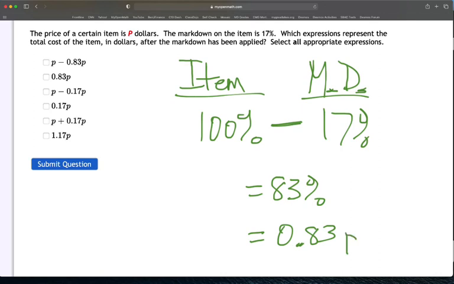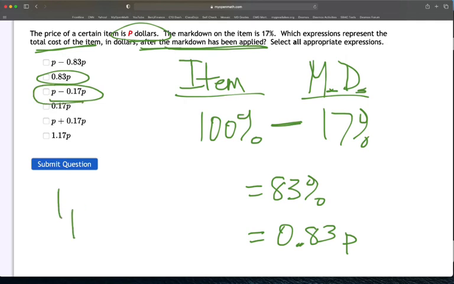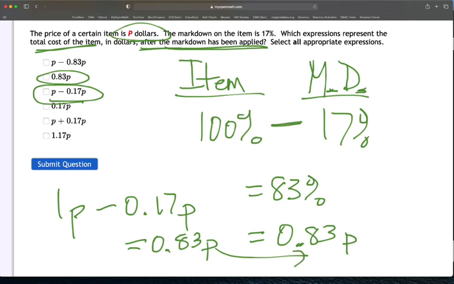And if we multiply that by p, we would have what that would be represented by. And that is because we're trying to find the cost after the markdown has been applied. And so those values would be this, and also this one, because p is 1p, and 1p minus 0.17p is 0.83p, and that's exactly what we need.